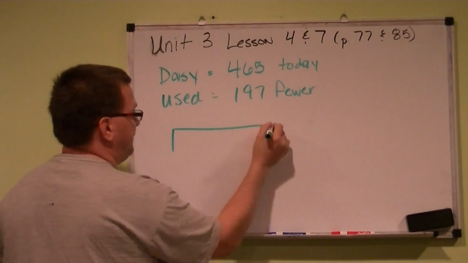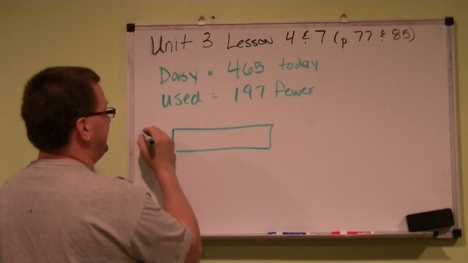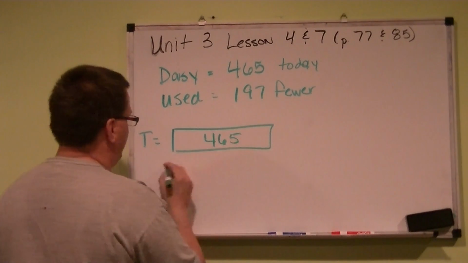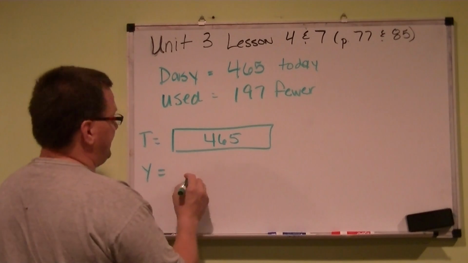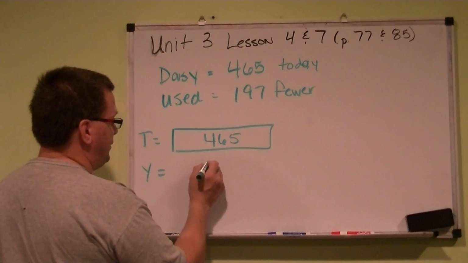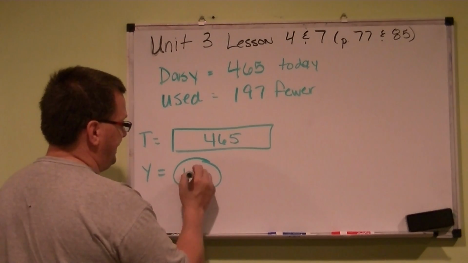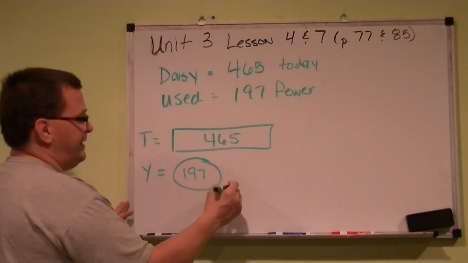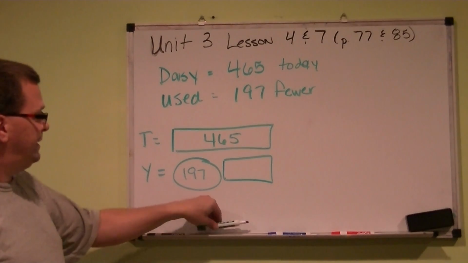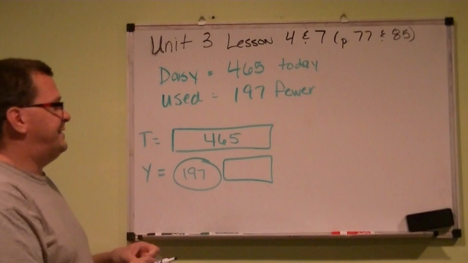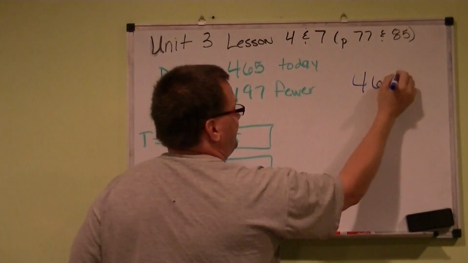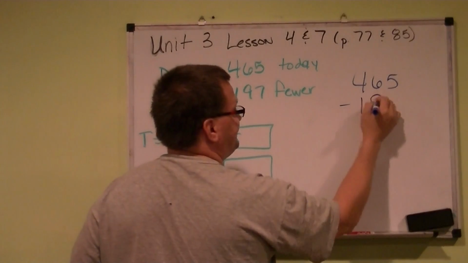So today we're going to put 465. Now this one we're going to put yesterday, and remember it's 197 fewer, so you already know your circle is 197. But we want to figure out what the box is going to be, so we're kind of doing a reverse order. So again, it's going to be a simple subtraction problem. 465 minus 197.